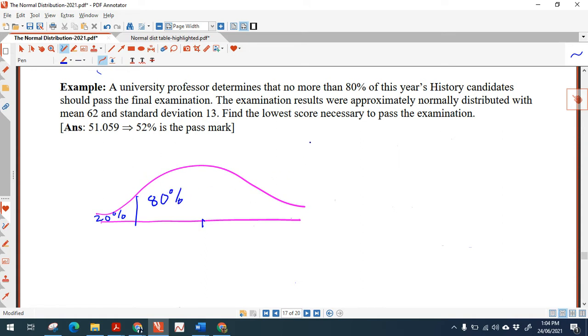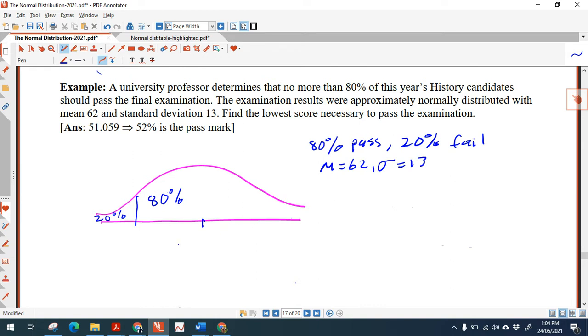Okay, so 80% pass and 20% fail. Now it says that the results are approximately normally distributed, so that's why we've drawn the normal distribution. It says there's a mean of 62, let's write that down, mean of 62, and a standard deviation of 13.